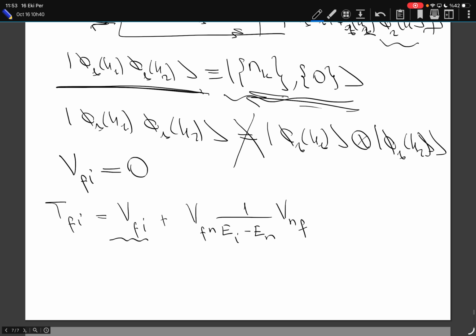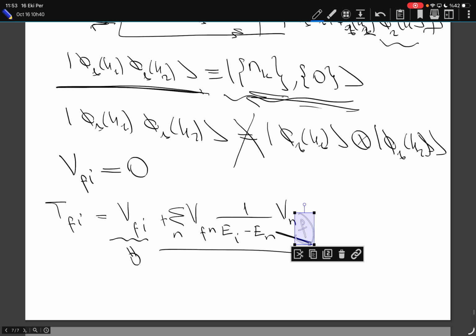This didn't contribute. Here I have a summation over all n. So what will this do? Let's calculate this V and F. What is n? Isn't it Ni instead of NF? Ni, yes. Let's look at what that will be. There I have an infinite sum. But I will see in a moment that only 2 states will contribute to that term. Only 2 terms in that summation.